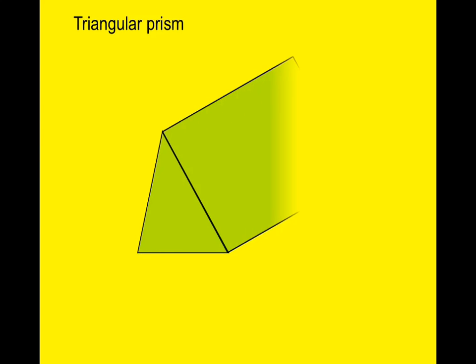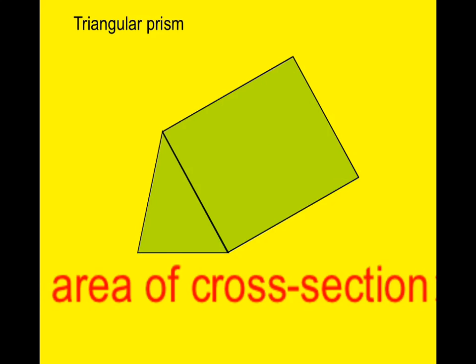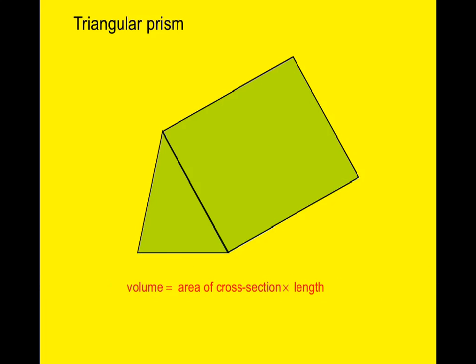Triangular prism. Here we have a triangular prism. We can see that the triangle can be passed throughout the length of the shape, and it remains the same. So again, the volume will be the area of the cross-section times the length.